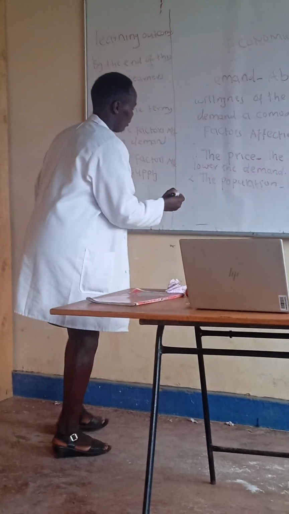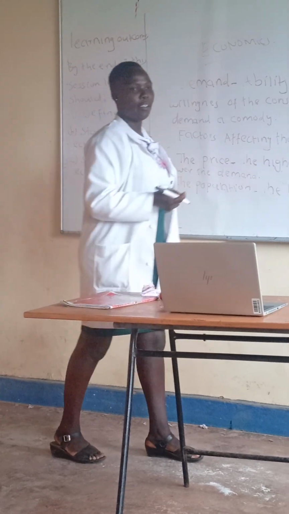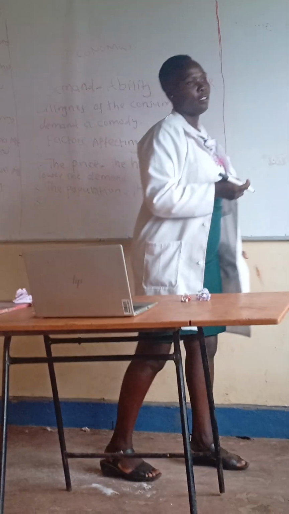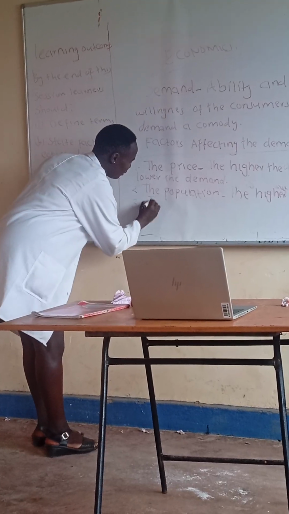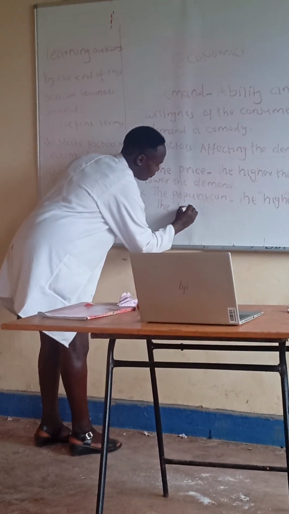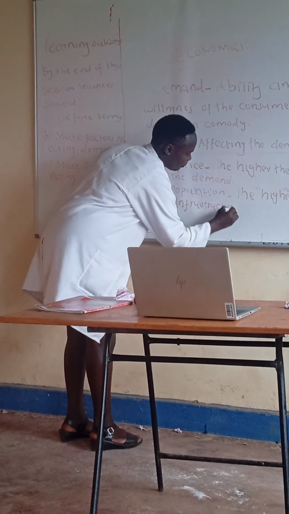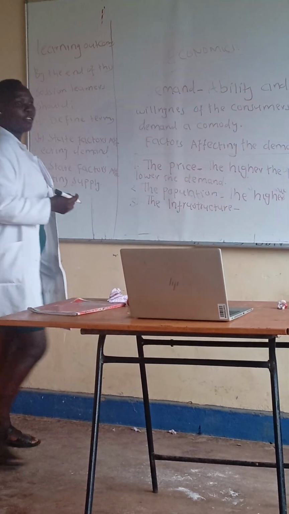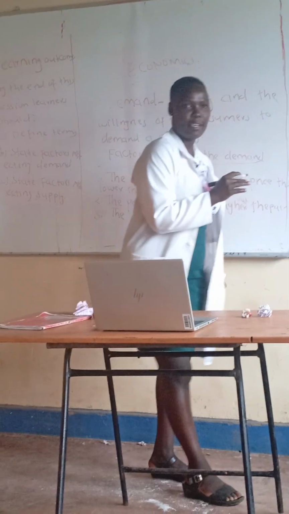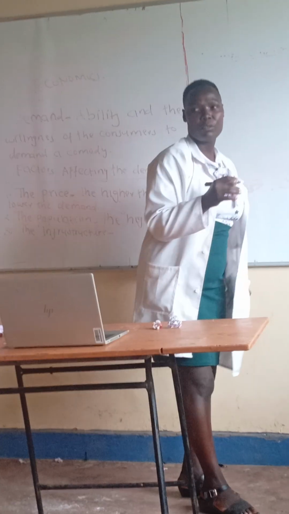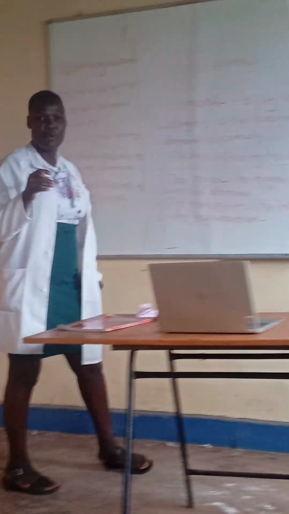Very good. What other factor? Infrastructure. So, for example, you are having your farm over there, and the infrastructure there is very good. You are able to transport your goods to the market. Now the people will be able to demand more and more goods.